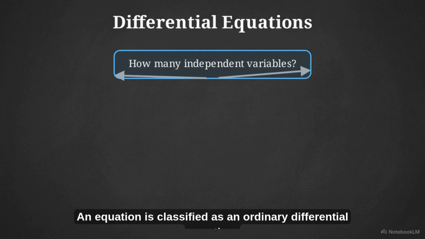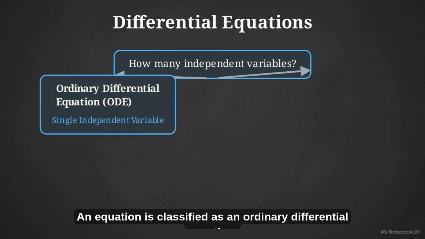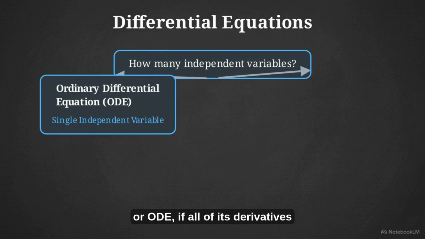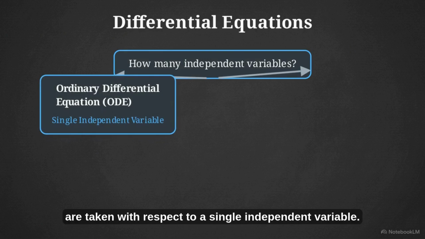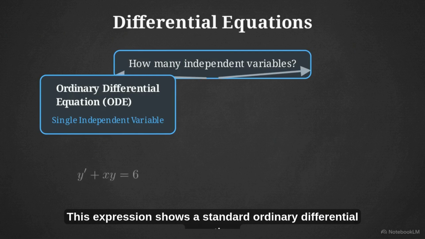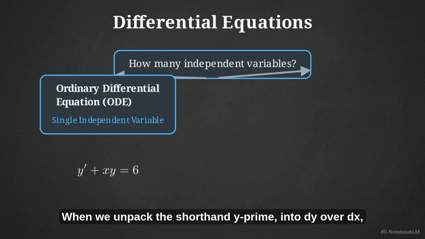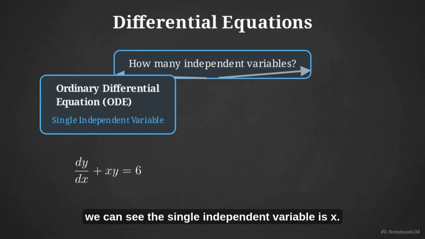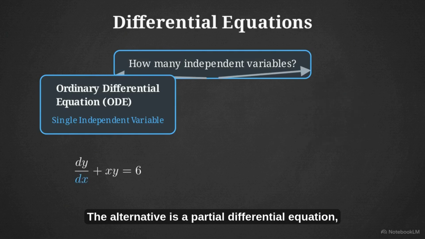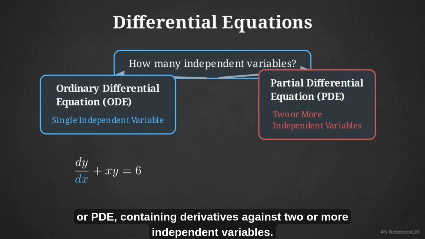An equation is classified as an ordinary differential equation, or ODE, if all of its derivatives are taken with respect to a single independent variable. This expression shows a standard ordinary differential equation. When we unpack the shorthand y prime notation into dy over dx, we can see the single independent variable is x. The alternative is a partial differential equation, or PDE, containing derivatives against two or more independent variables.